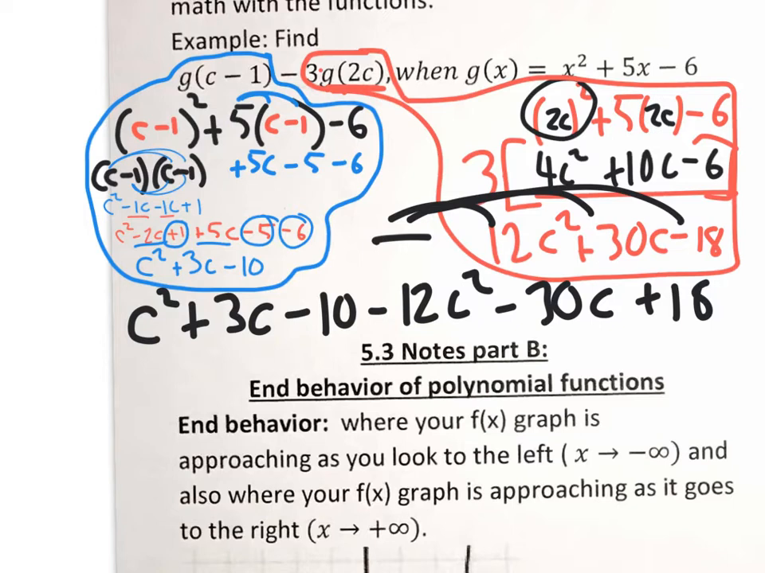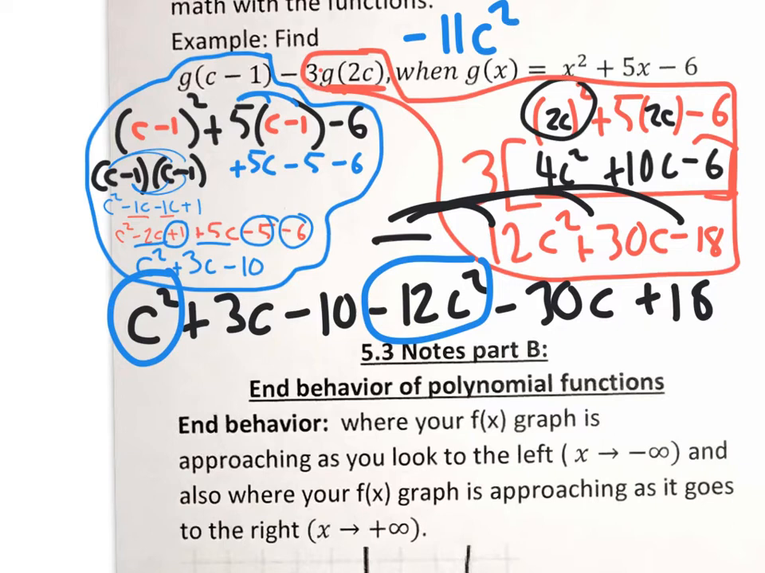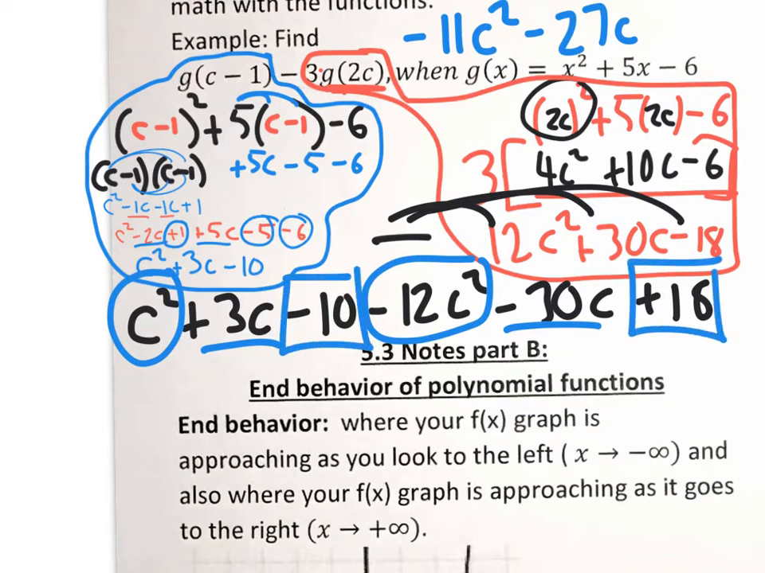Let's combine like terms to make it nicer to get our final answer. When we combine c squared with the negative 12c squared, we get a negative 11c squared. And then we go for the c's. We have a positive 3c and a negative 30c. That's a negative 27c. And last but not least, when I combine the negative 10 with the positive 18, we'll get a plus 8 at the very end. You got it? Fun, huh? Fun stuff with the capital F.